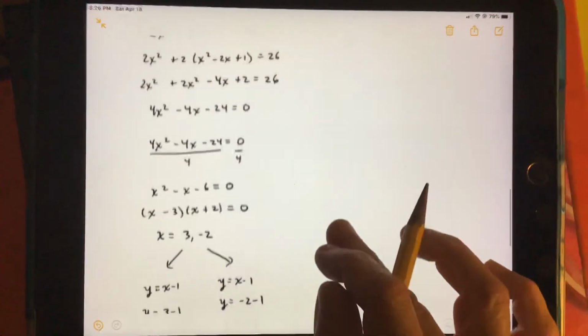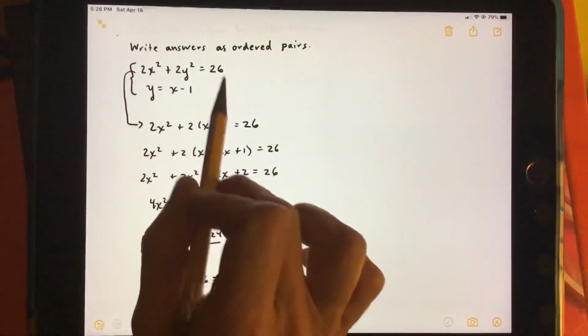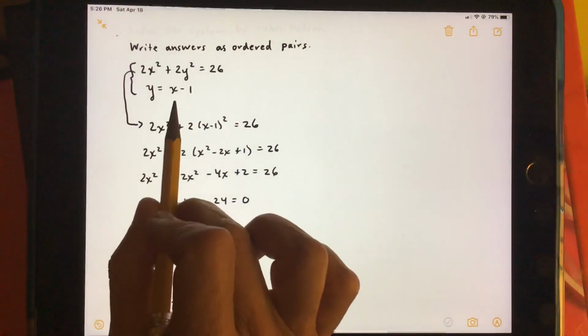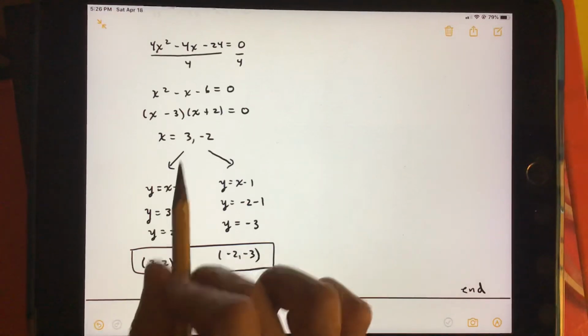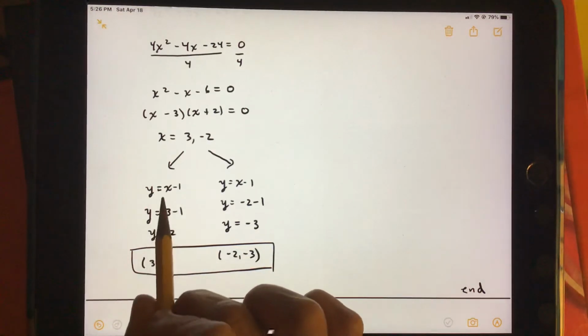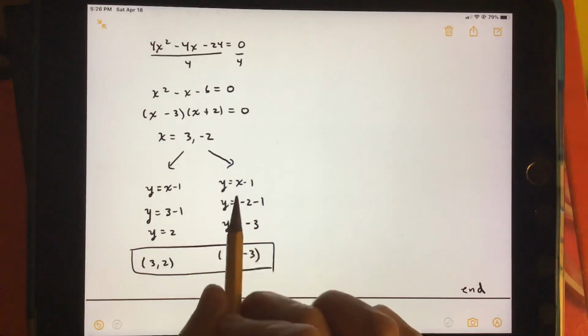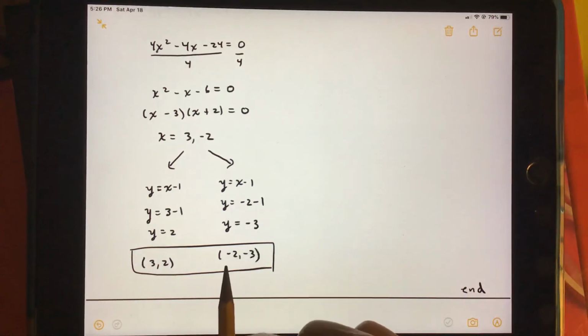Then I'm going to go back and I'm going to pick the easiest looking equation from the original 2 equations I was given for my system. And it looks like that second equation will be the easiest one to plug x into to figure out my y. So that's what I'm doing here. So I'm going to put 3 in for x, and that's going to give me my y value. Since 3 minus 1 is 2, when x is 3, y is 2. Then I'll plug in -2 for my x. -2 minus 1 is -3, so when x is -2, y is -3.